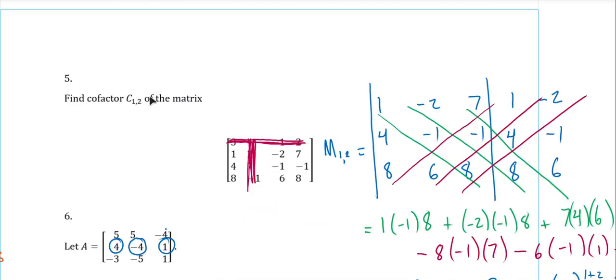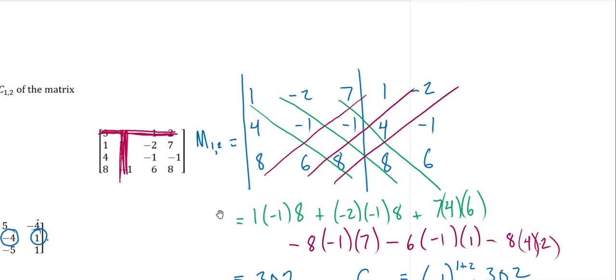Here we have a more interesting cofactor question, and I'd like to use this as an opportunity to introduce another way of calculating the 3 by 3 determinant. This is a special case formula for the 3 by 3 called Leibniz's rule. Now, if I look at deleting the first row, second column, I get the following submatrix: 1, -2, 7, 4, -1, -1, 8, 6, 8. What we can do is take two copies of the first two columns and put them next to our matrix. And this helps us see the following diagonals.